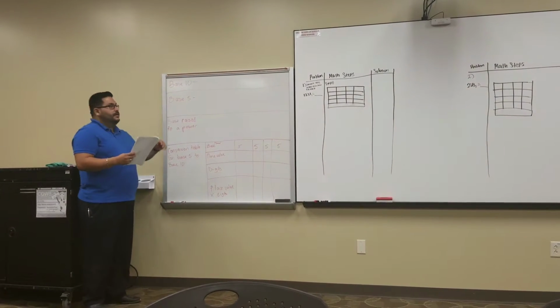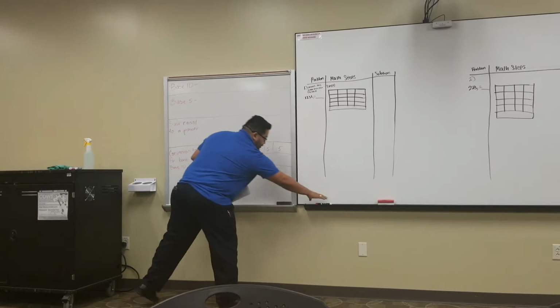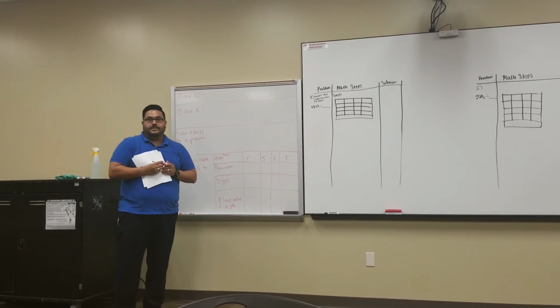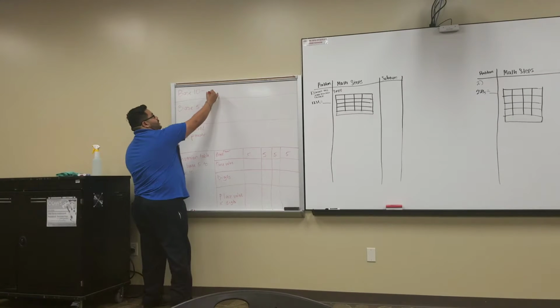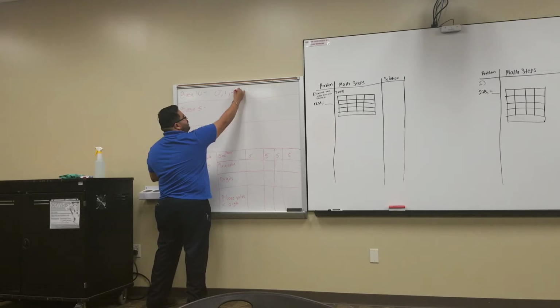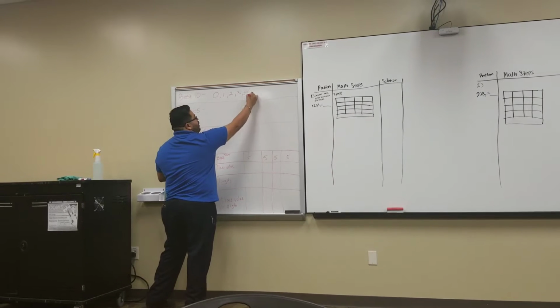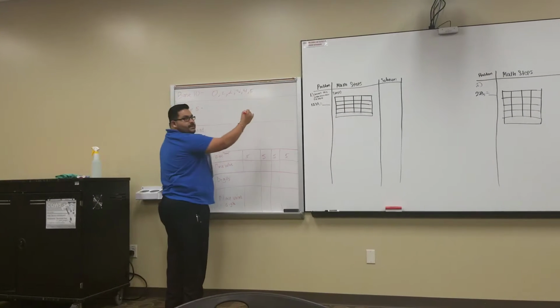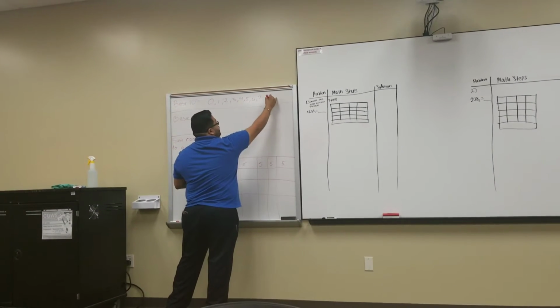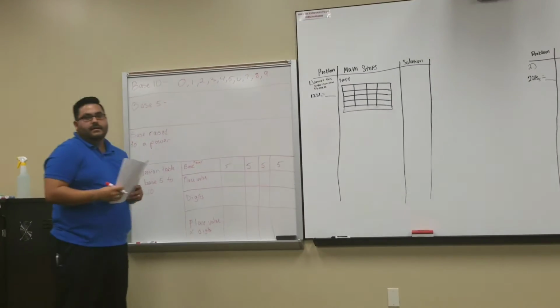Let's start with base 10. Base 10 is a number system that we use on a regular basis. It includes numbers 0 through 9. So we're going to have 0, 1, 2, 3, 4, 5, 6, 7, 8, and 9.